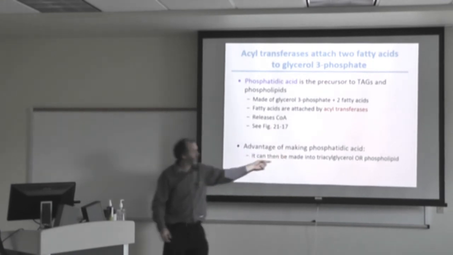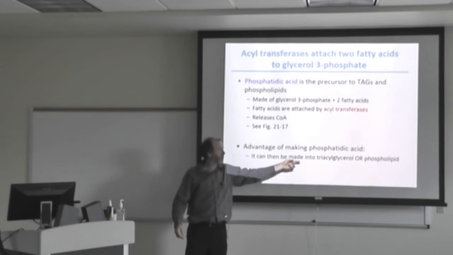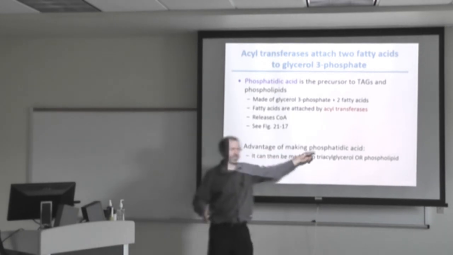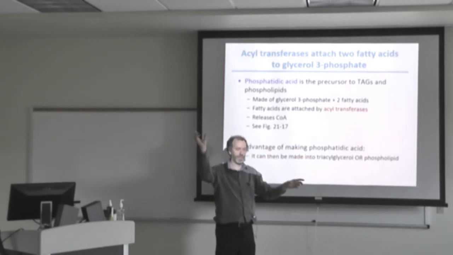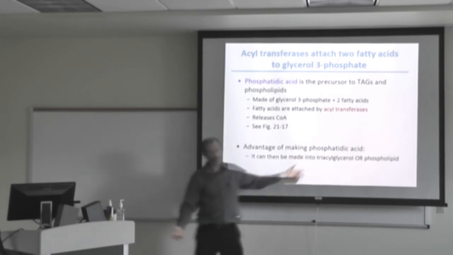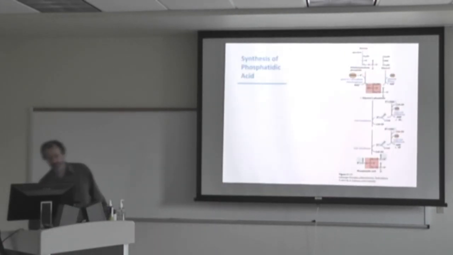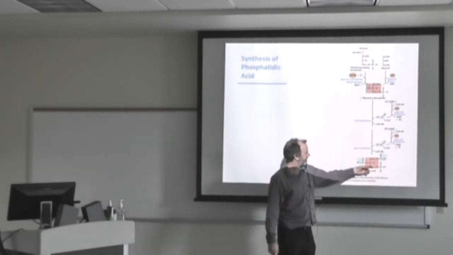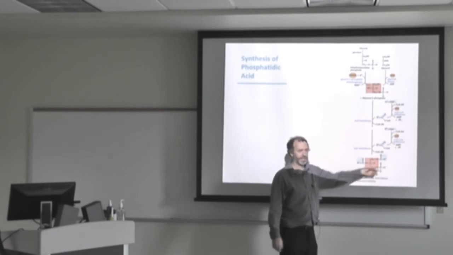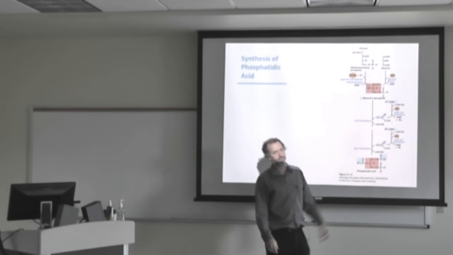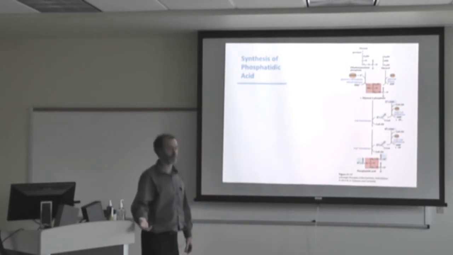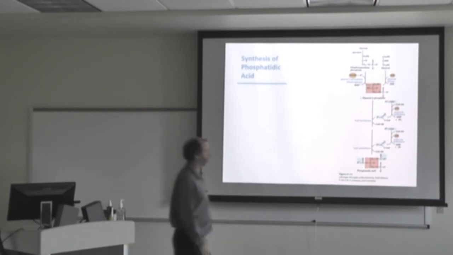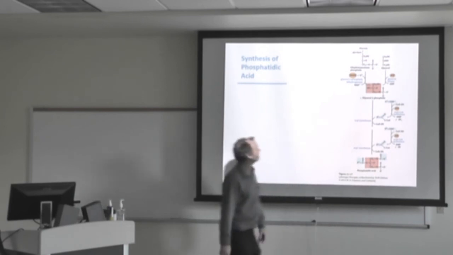Advantage of making phosphatidic acid, it can then be made into a triacylglycerol or a phospholipid. So once you make the phosphatidic acid, which is just a diacylglycerol with a phosphate added to that glycerol, that's what phosphatidic acid is. I think they show you the picture here, right? This way we've got 2 acyl groups, 2 fatty acids, and then the glycerol with a phosphate, so it's kind of an activated group. This will be used either for making a triacylglycerol or for making a membrane lipid, right? Because already this is kind of a phospholipid here, right?